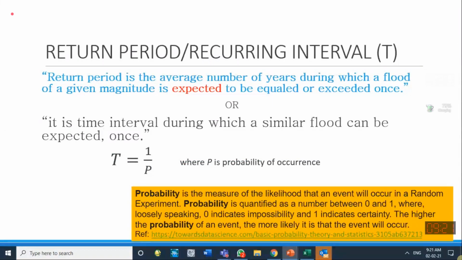It is the average number of years during which a flood of a given magnitude, for example, 10,000 cubic, is expected to be equaled or exceeded. So if we have a flood value, 1 lakh cubic, for example, within how many years is this expected to be equaled or exceeded? If we say that it will happen once in 10 years, the return period of that flood is 10 years.